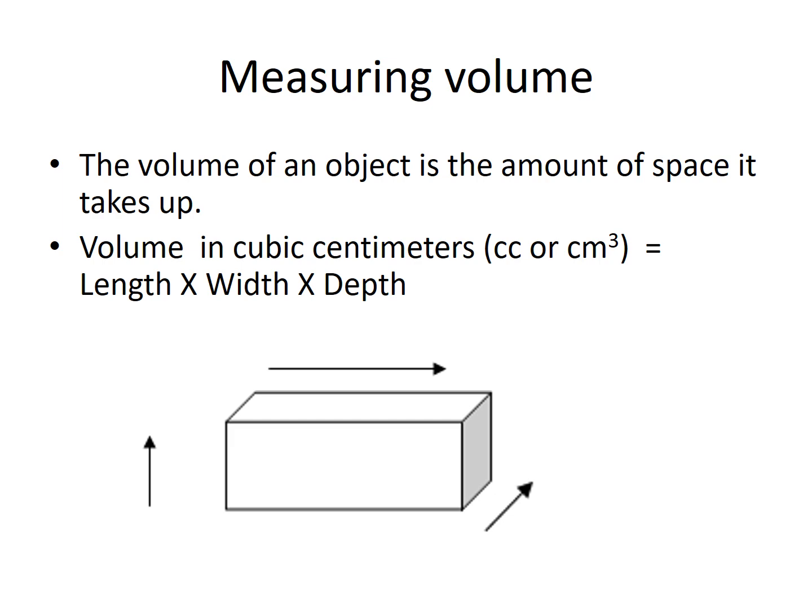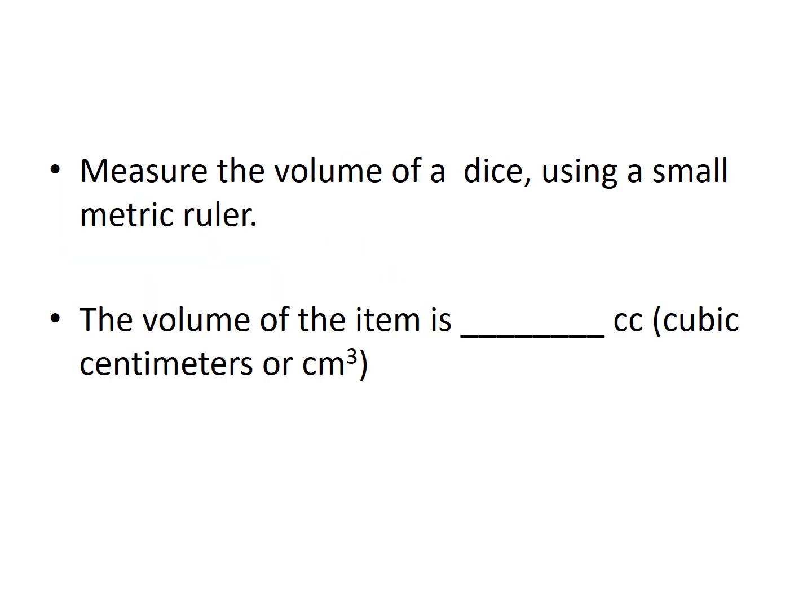Volume is a measurement of the three-dimensional space occupied by an object. It can be obtained by multiplying the length times the depth times the width. Volume is expressed as cubic centimeters, cc's or cm cubed, representing centimeter cubed. Obtain a die used in a common table game. Using your metric ruler, determine its volume.